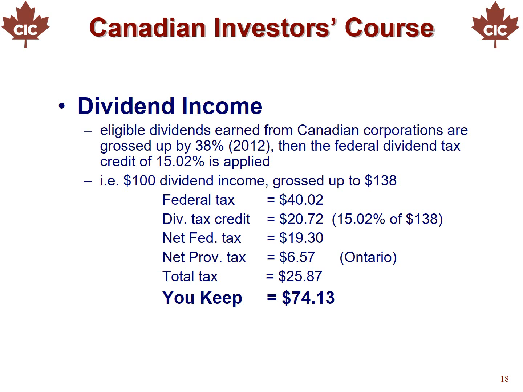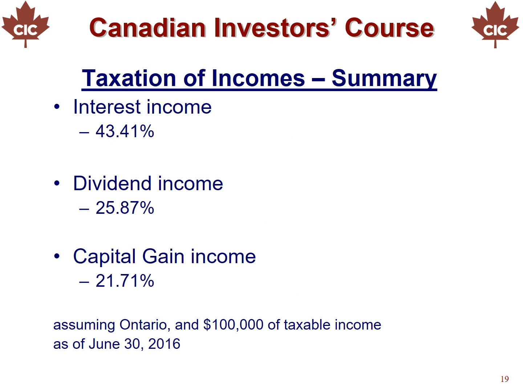Very similar though. So let's look at taxation of income summary. Interest income, if you earn $100,000 as of June 30th, 2016, your marginal tax rate on interest income for a $100,000 income earner would be 43.41%. Dividend income would be 25.87%, and capital gains income would be 21.71% tax. So clearly the best is capital gains, followed by dividends, and the least attractive is interest income.